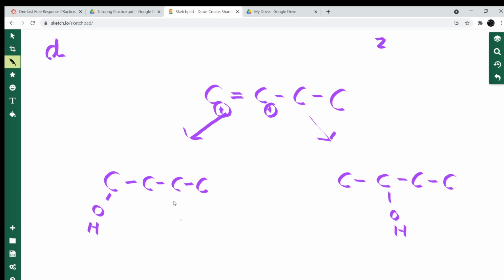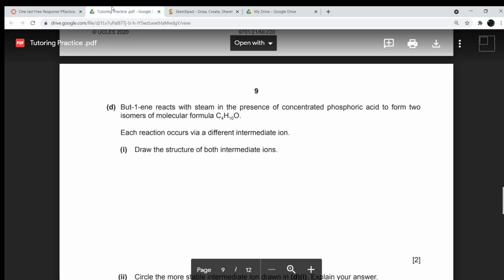So that means that for this one, our intermediate charge will be here. And for this one, our intermediate charge is going to be on the other carbon. And then this will bond up in there.